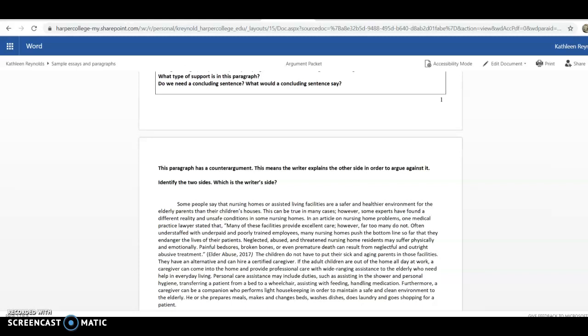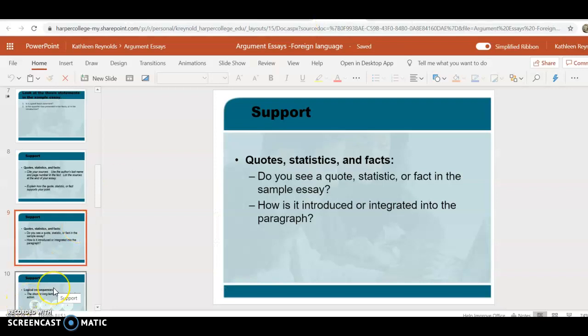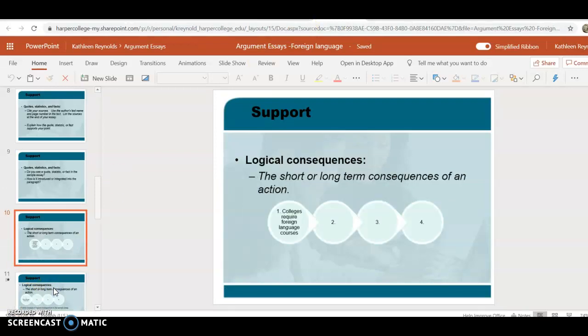So in this essay that we're writing now, it is not required that you use an external source. In essay 3, you do not have to use an external source. If you would like to, you can, but it is not required to use a quote. That means quotes are not the only type of support that you can use. Another type of support is called logical consequences. Logical consequences mean the short or long-term consequences of an action. What this means is that you need to go step by step through each step in the process in order to build your argument.